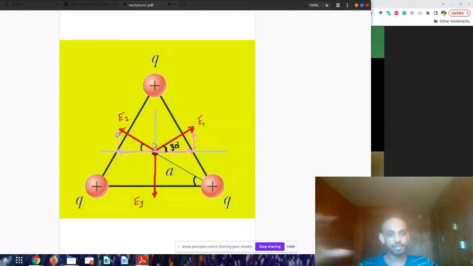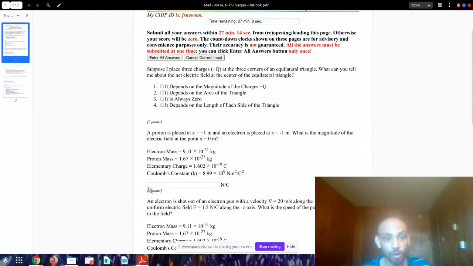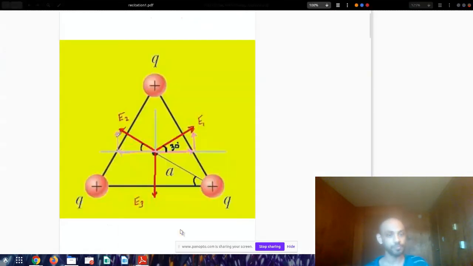So if I change this equilateral triangle to a smaller or a greater size, such that I change the length of one of the sides of this triangle, or change the area and make it smaller, that will change the magnitudes of these vectors, but since the angular symmetry remains the same, the resultant will always be 0. So your answer for this problem will be option number 3. That is, it's always going to be 0.